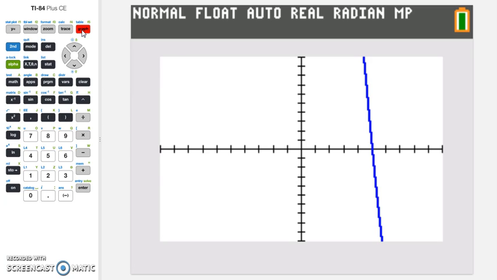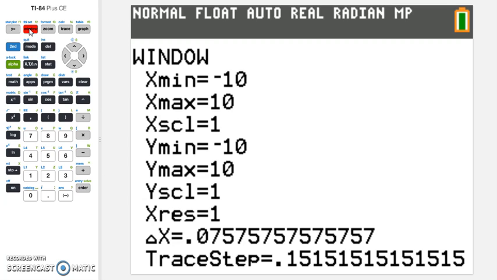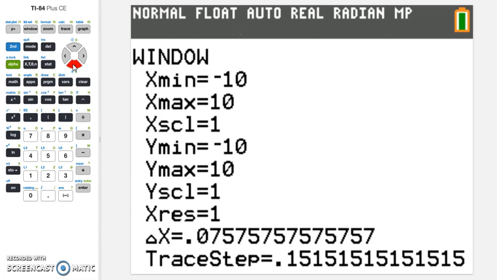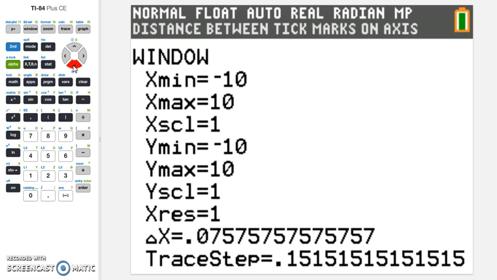So we're going to hit the window button. Now X-min adjusts the left side. X-max adjusts the right side. The scale determines how many tick marks are on the x-axis. Y-min adjusts the bottom. Y-max adjusts the top. And Y-scale adjusts how many tick marks are on the y-axis.